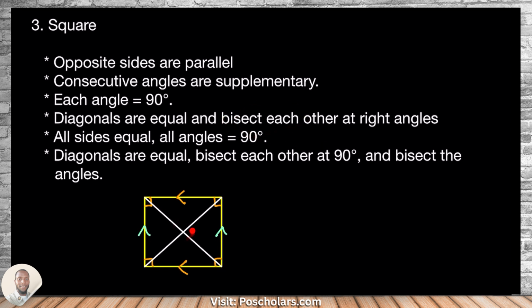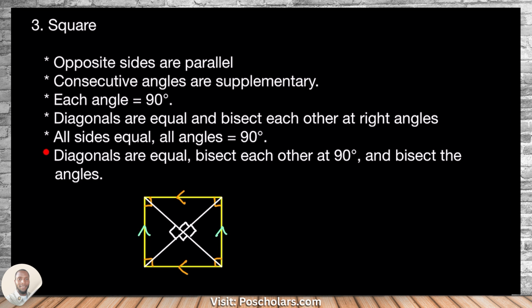So this is the point where the diagonals bisect each other, and the property is saying that this angle is 90 degrees, which is true. This angle is also 90 degrees, this angle is 90 degrees, and this angle is 90 degrees, right? Then I think that's how we have established the properties of a square, right?